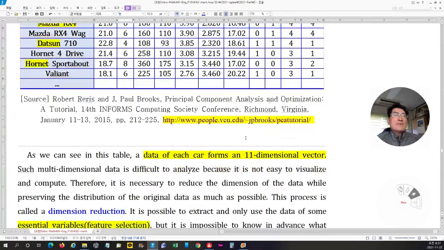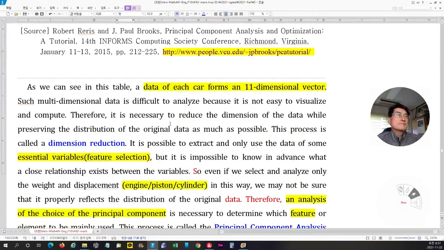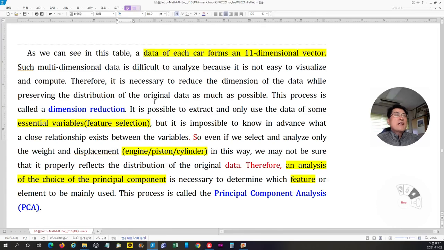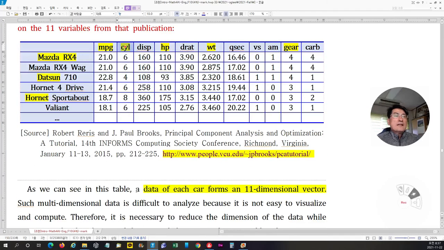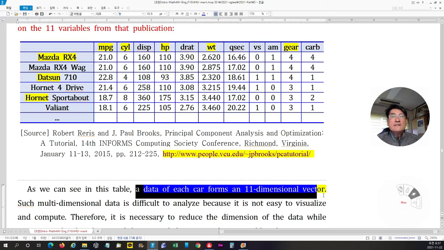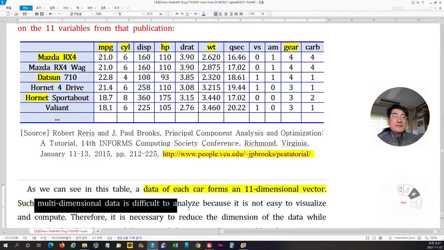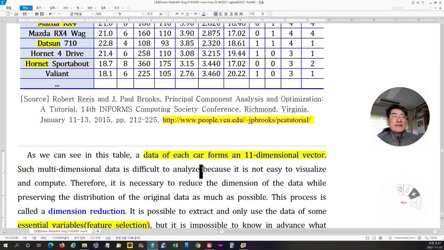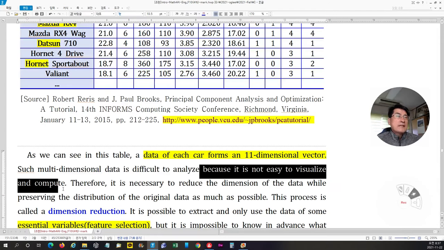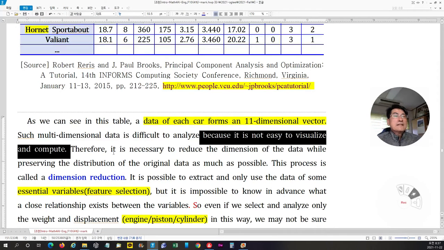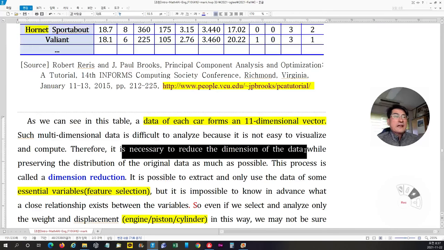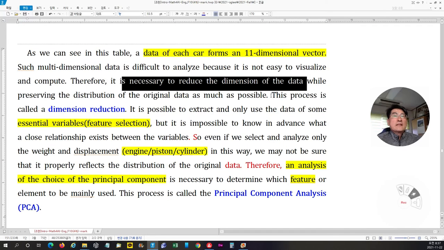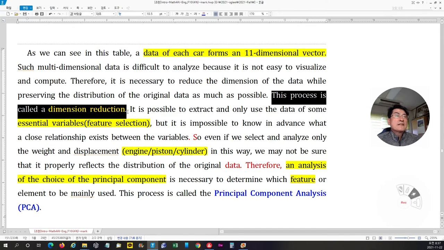This data can be found at this web address. As we see in this table, the data of each car forms an 11-dimensional vector. Such multidimensional data is difficult to analyze because it is not easy to visualize and compute. Therefore, it is necessary to reduce the dimension of data, and this process is called dimension reduction.